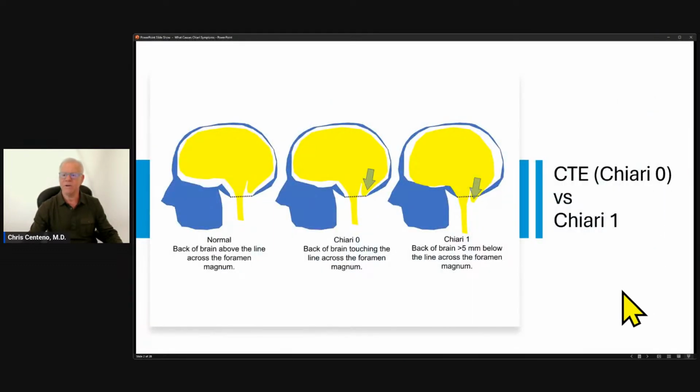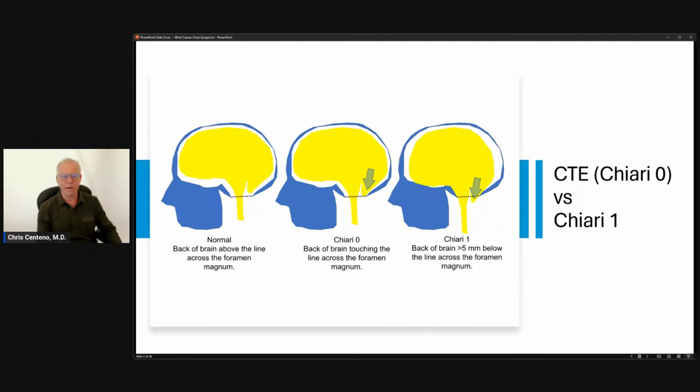Okay, so just so that we understand here, Chiari is when the back of the brain descends. If this is the skull and the yellow here is the brain, and we draw a line across the foramen magnum, then if the cerebellar tonsils back here are above that line, that's not Chiari. If they are touching that line or close to that line, really touching or up to 5 millimeters below, then that's CTE or Chiari 0. And CTE means cerebellar tonsillar ectopia, kind of a big, long medical word. And then if the cerebellar tonsils have descended more than 5 millimeters below that line across the foramen magnum, then that's Chiari 1. And those are the two main players we'll talk about today, CTE and Chiari 1.